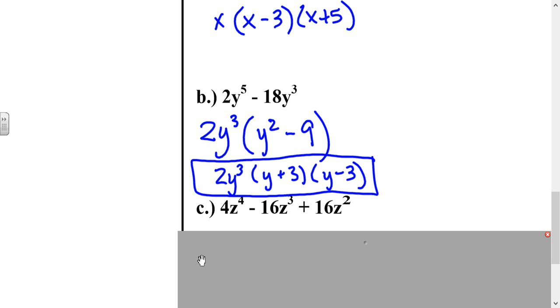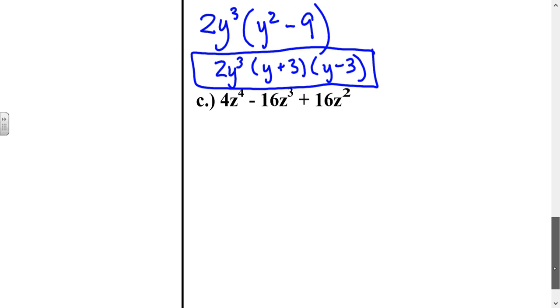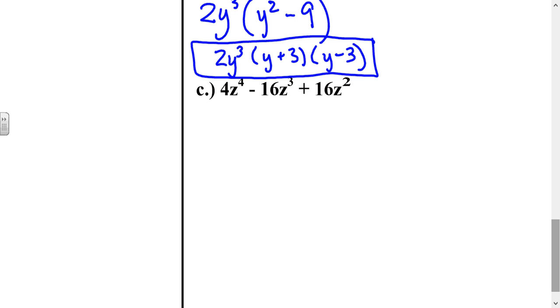Okay, let's try another example. 4z to the 4th minus 16z cubed plus 16z squared. So, first I have to check for what? The greatest common factor. So, what can I divide all of these numbers by? 4. And they all have z's, so what's the largest number of z's that I can take out from each one? Z squared.